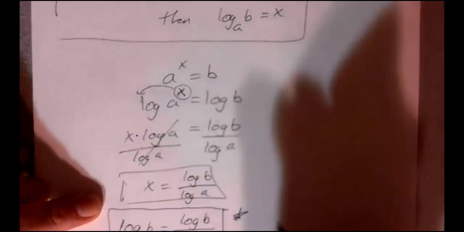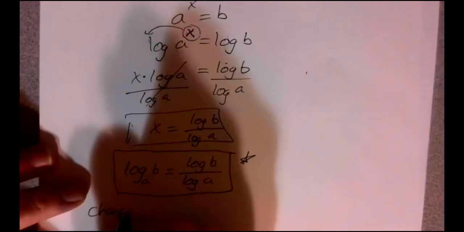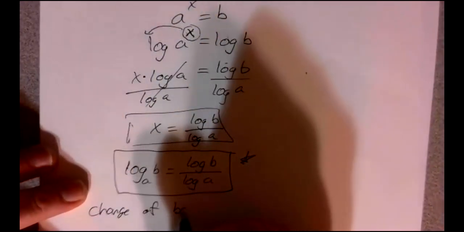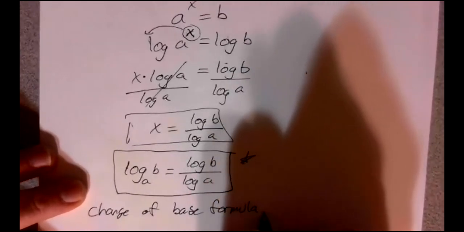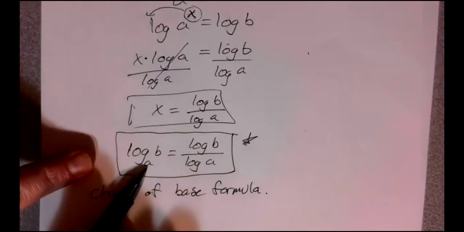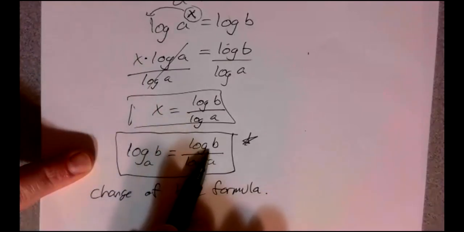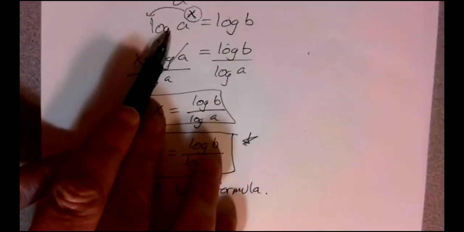This, my friends, is called the change of base formula. That is the change of base formula. So log base a of b is equal to log base 10 of b divided by log base 10 of a. And what's really cool, I chose to use log base 10 when I took the log of both sides.